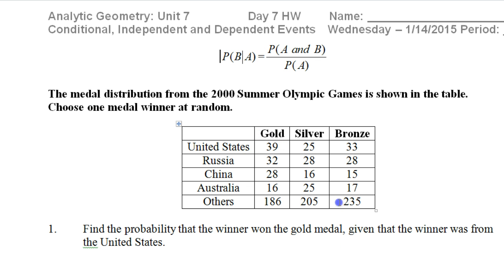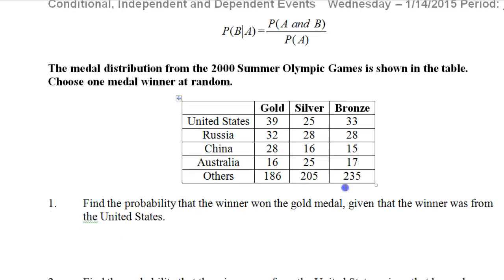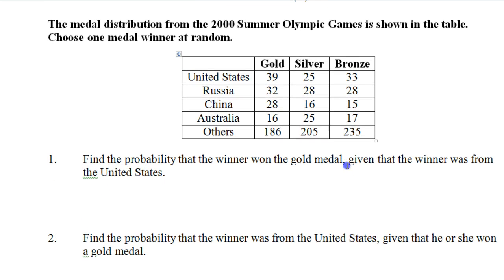So let's take a look at the first problem. The medal distribution from the 2000 Summer Olympic Games is shown in the table below. Choose one medal winner at random. Problem number one: find the probability that the winner won the gold medal given that the winner was from the United States.